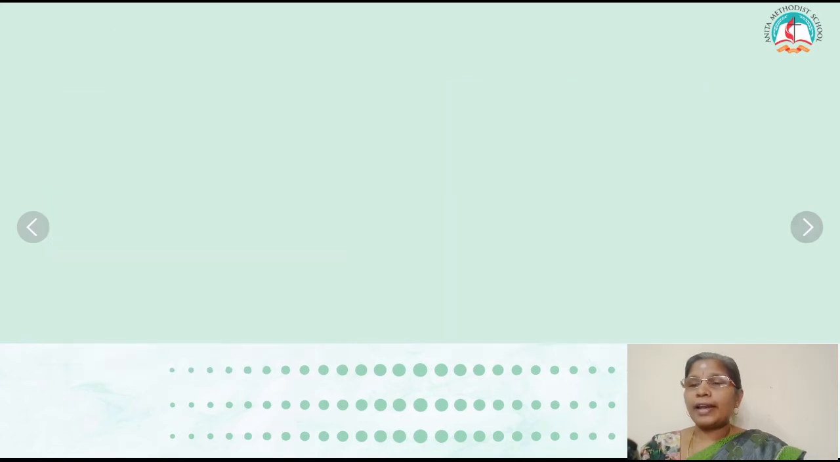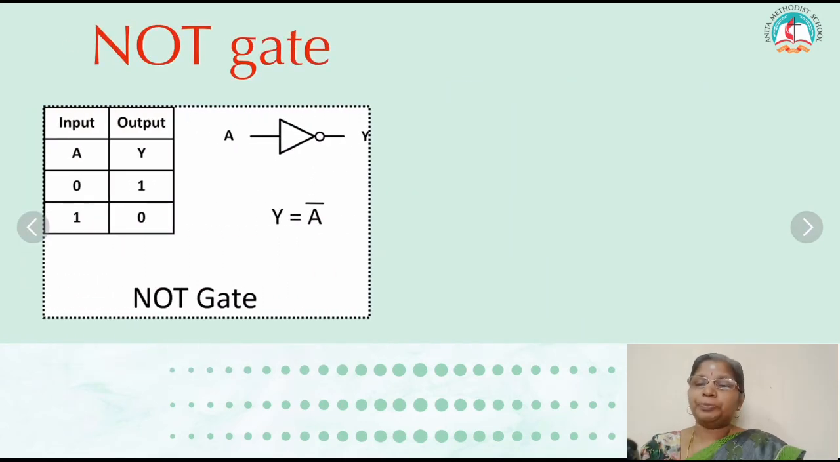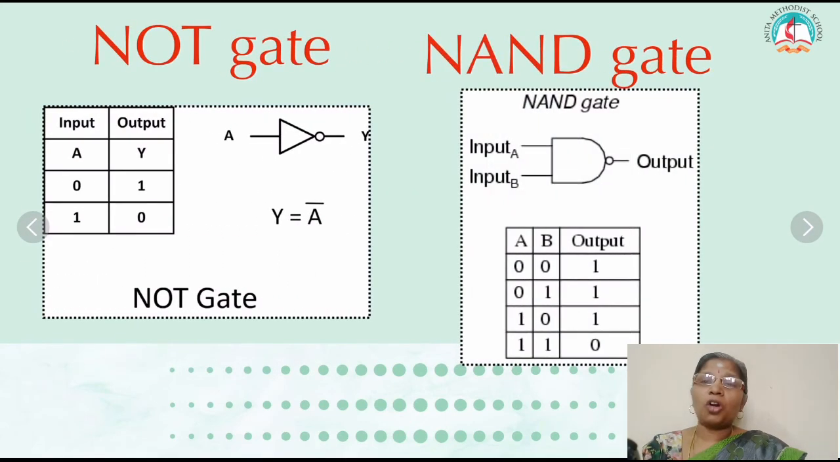Okay, now the next one, NOT gate. What is NOT gate? NOT gate is an inverter. When you are applying 0, you will get the output voltage value equal to 1. When you are applying the input voltage 1, the output voltage is equal to 0. This is the symbol for NOT gate. Only one input, you will get only one output voltage. Y value equal to A bar. This is NOT gate.